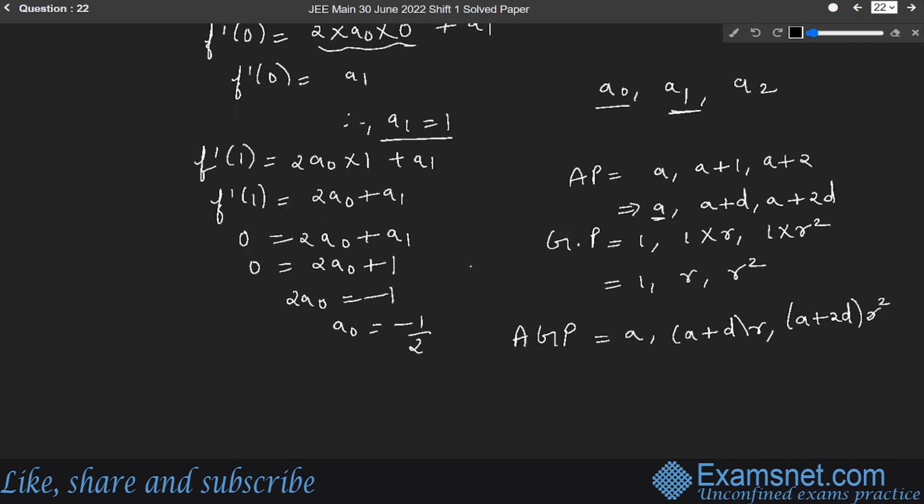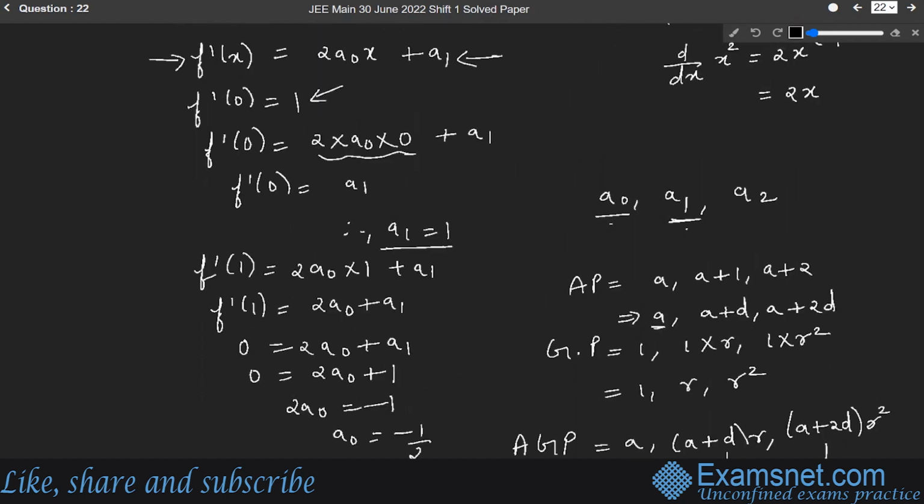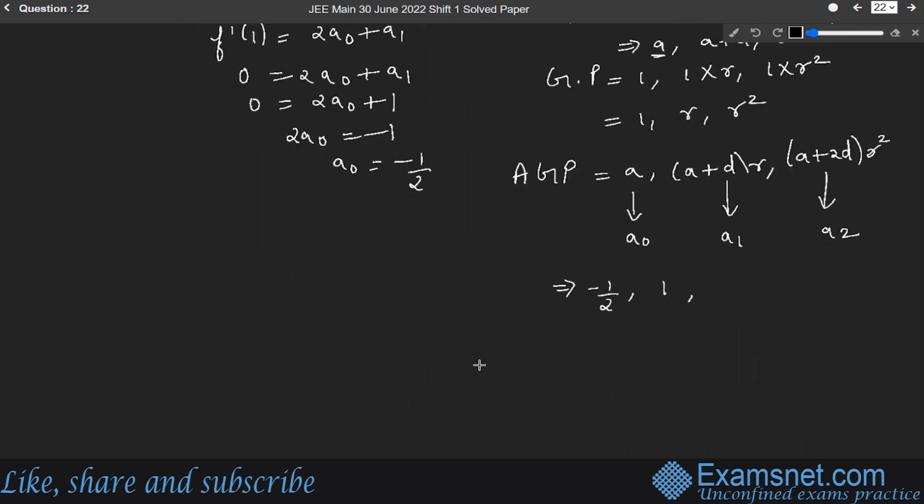We know the first and second term of AGP. What is the first and second term? a0 and a1, as it is already mentioned in the question. So we can say that a is a0, then (a plus d) into r is a1, and (a plus 2d) into r square is a2. Okay, so let us substitute the values now. We have the values for a0 and a1, right? a0 is minus 1 by 2. So this AGP will be minus 1 by 2, comma, and the value of a1 is 1. So let us substitute 1. Now we have to find a2.